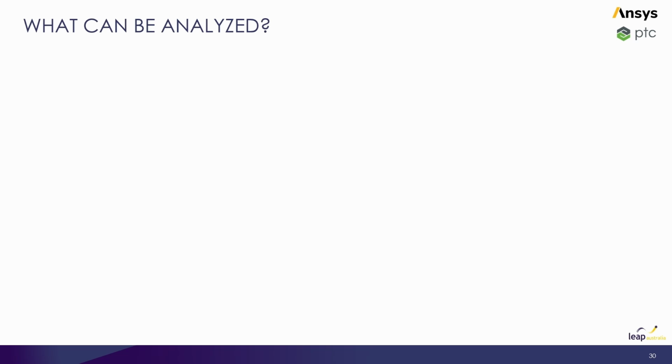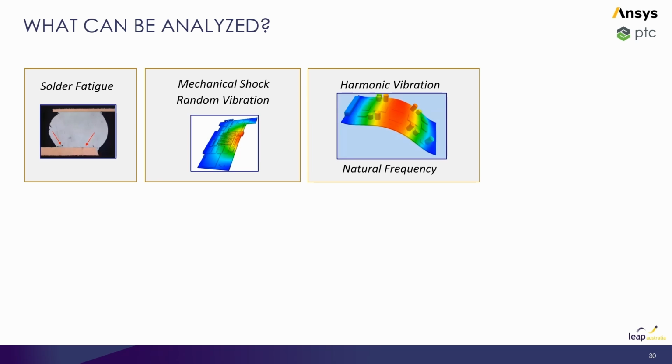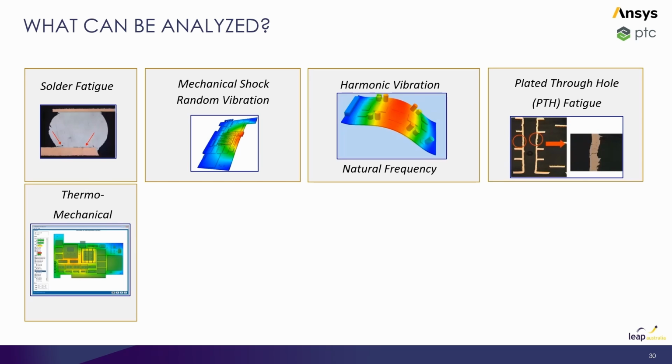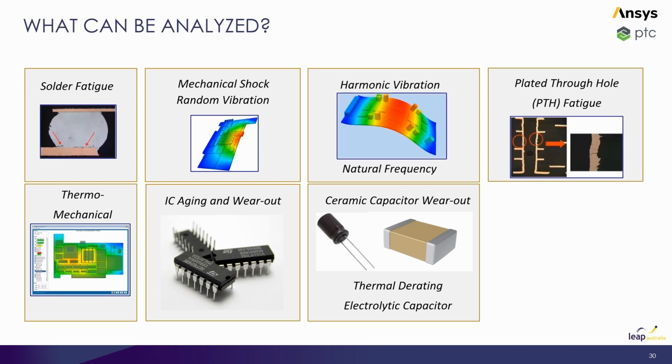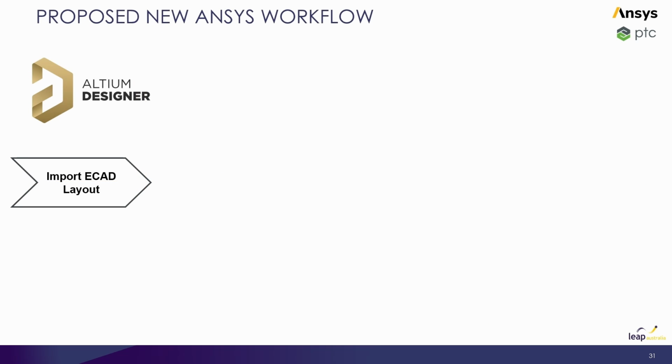And we have a solution that, after you imported your Altium design, can look at all those different things. So for example, solder fatigue, plated through-hole fatigue, both of them are basically a mismatch of the thermal conductivity of the different materials. Then we have IC aging. There are different types of failure modes there, like electromigration, hot carrier injection, and so on. Capacitor wear out. So all those things can be considered in a workflow.